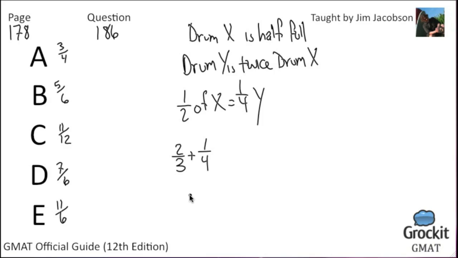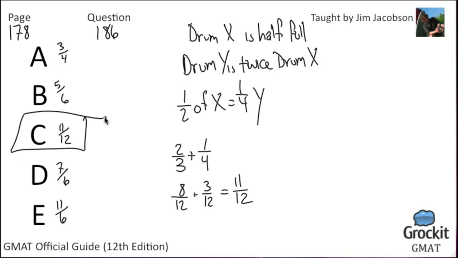So 2/3 plus 1/4, they have a common denominator of 12. So we have 8/12 plus 3/12 equals 11/12. Drum Y is 11/12 full. Answer choice C.